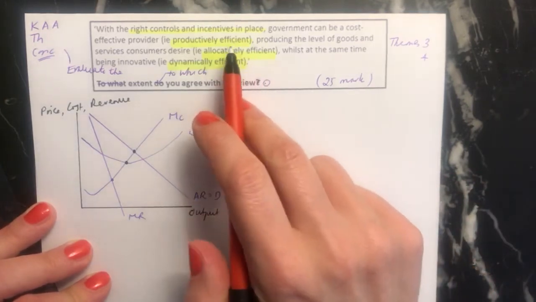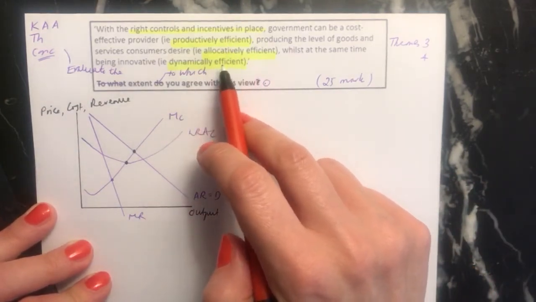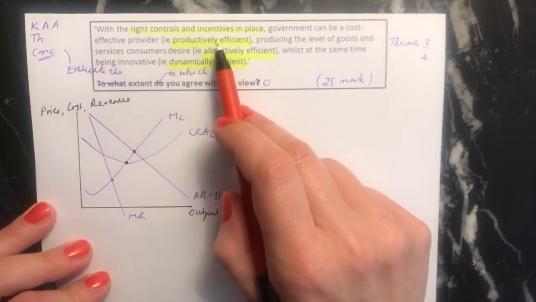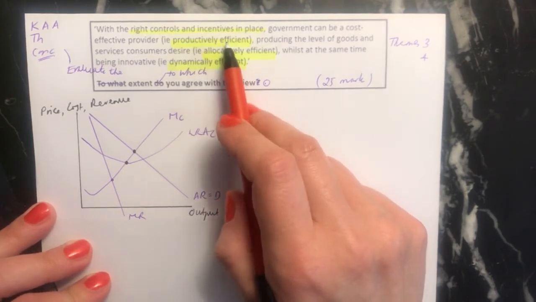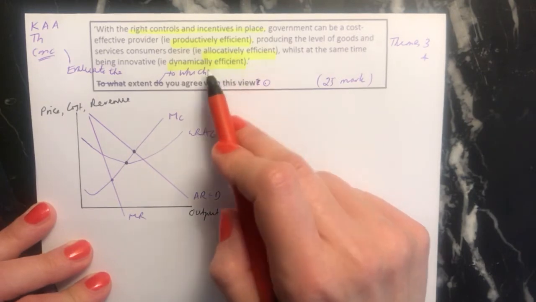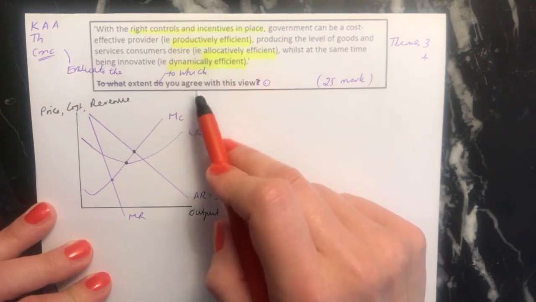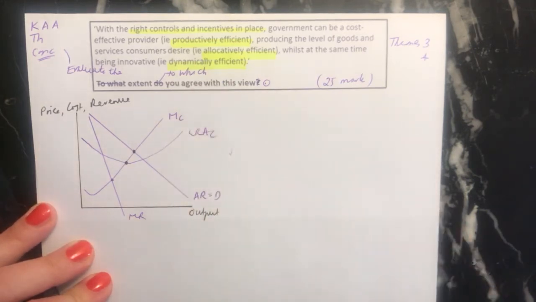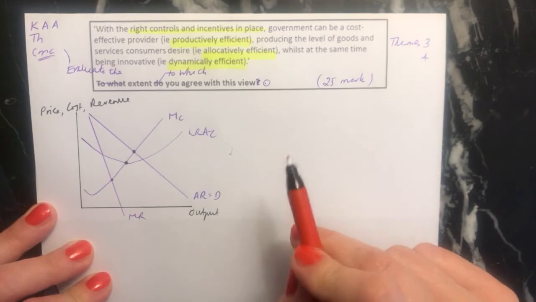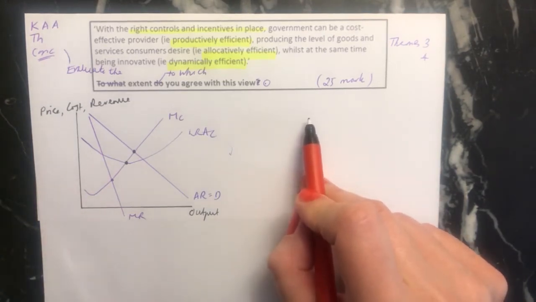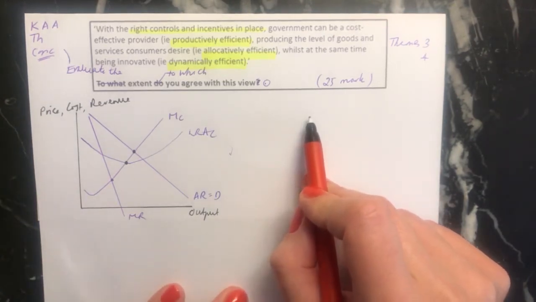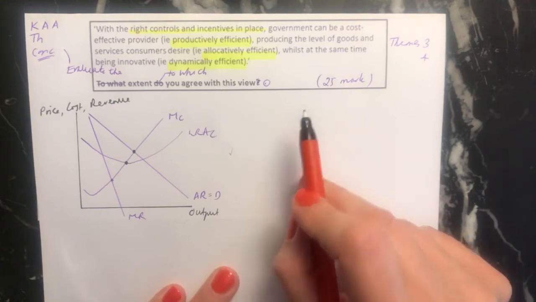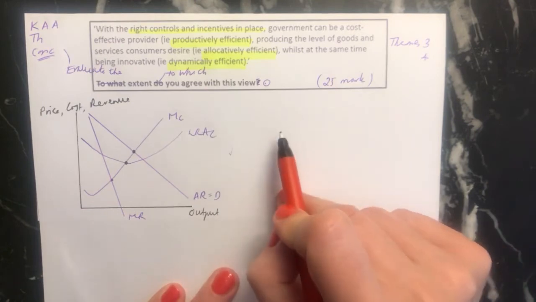So the first thing that you need to do is to break down the question, how you're going to talk about everything. I would do this by talking about whether the government can be productively efficient, then saying whether they can be allocatively efficient, whether they can be dynamically efficient, and then giving your conclusion. Overall, do you think that they can be these three things? Perhaps some of them, perhaps none of them, or perhaps all of them. And I would recommend that you go through each one in this question and evaluate your point as you go along. So the first one, whether they're productively efficient.